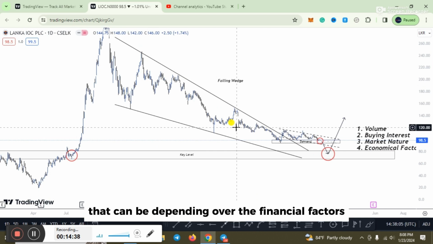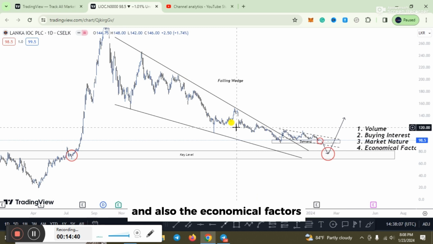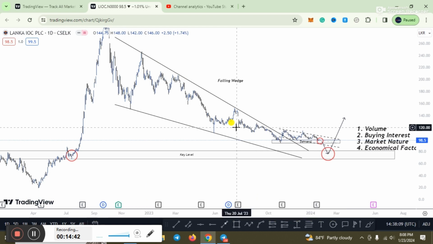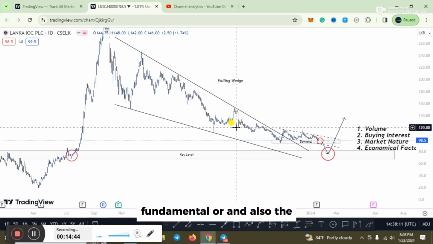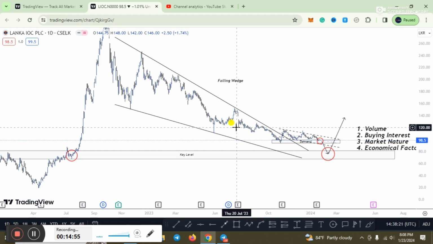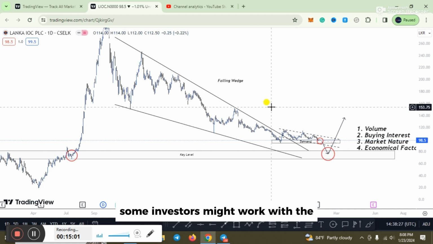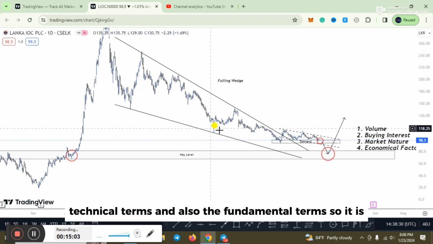That can depend on the financial factors and also the economical factors, and it is basically the fundamental and also the technical terms. So it is pretty clear that each investor depends upon whatever type of strategy they are working with. Some investors might work with the technical terms and also the fundamental terms.